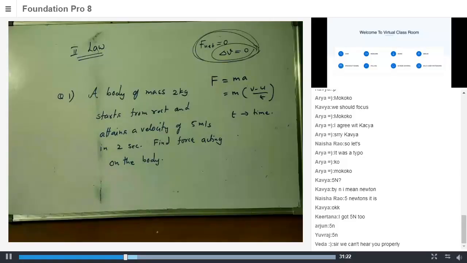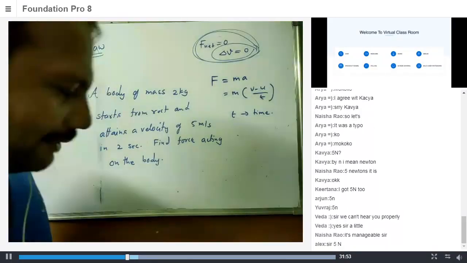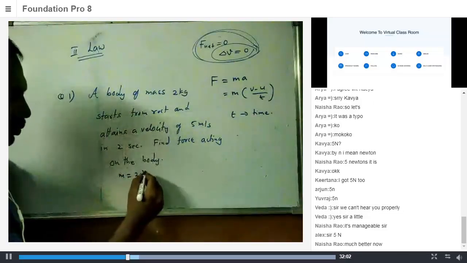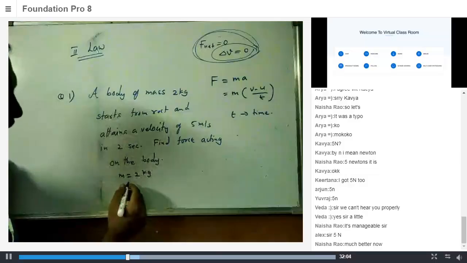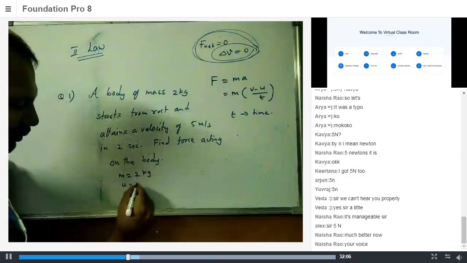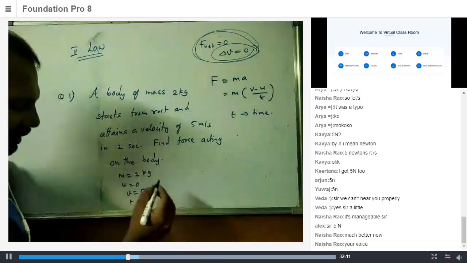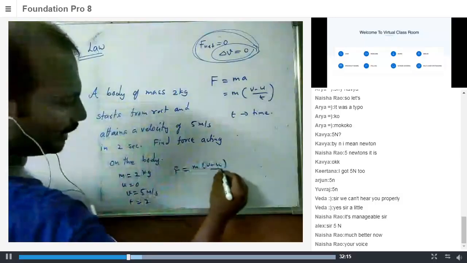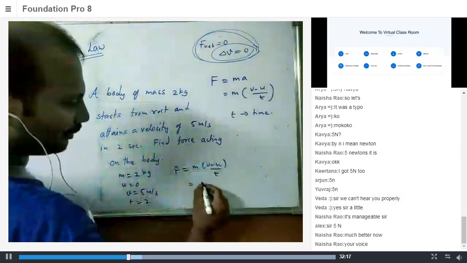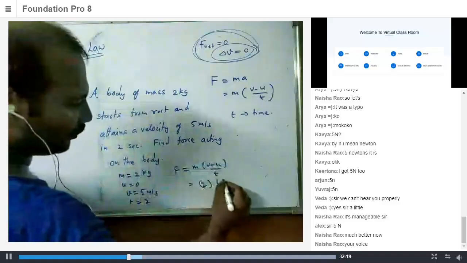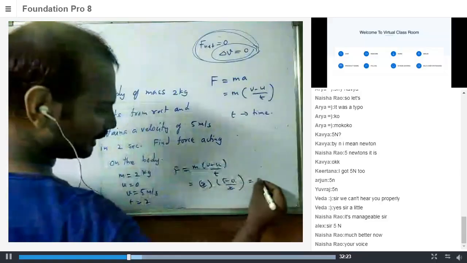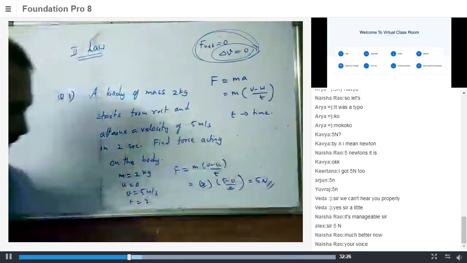Is it better now? Okay, so it's a very simple question. Everything is directly given. Mass is 2 kilograms, initial velocity is 0, final velocity is 5 meters per second, and time is 2 seconds. So F equals m into (v minus u) by t, right? That is equal to 2 into (5 minus 0) by 2. So that becomes 5. Very simple one, and I think all of you got it right.